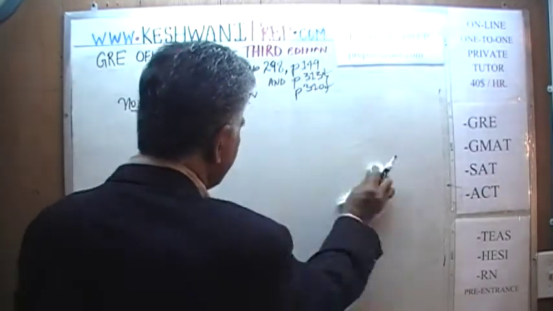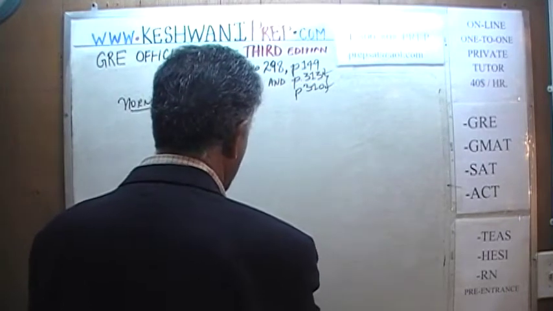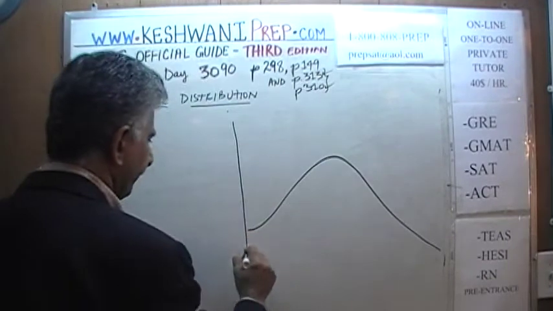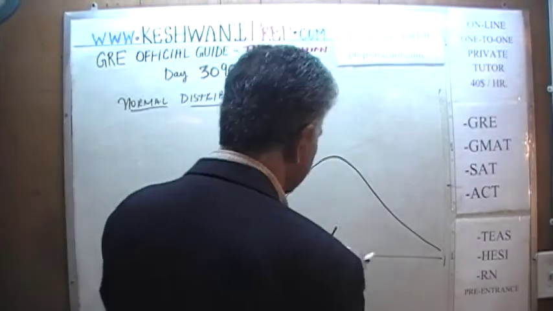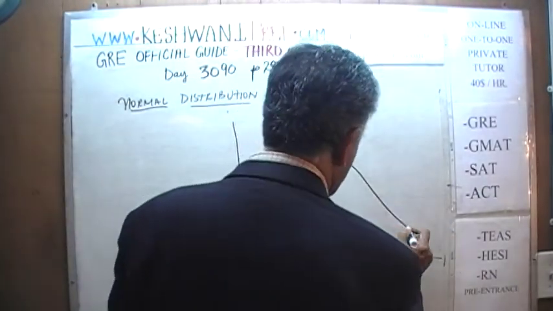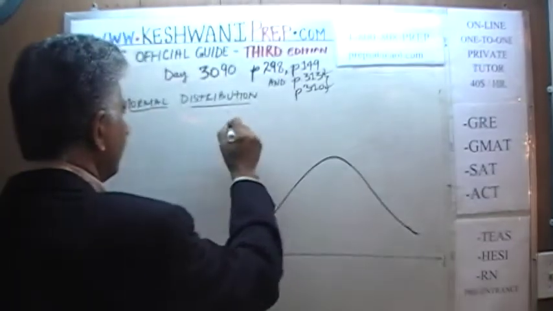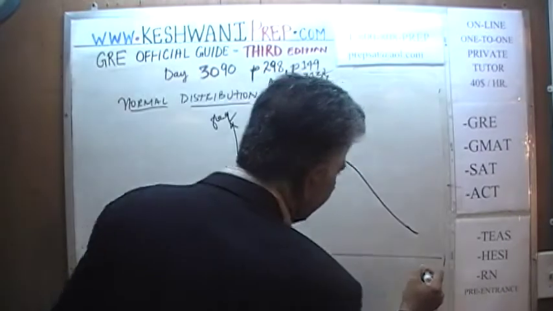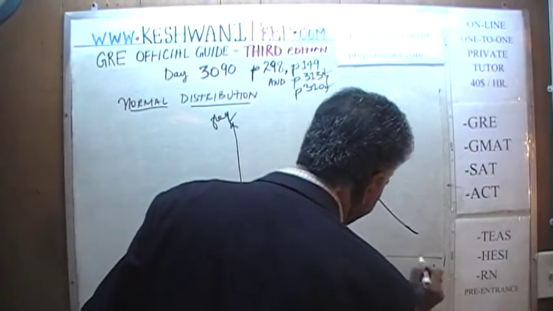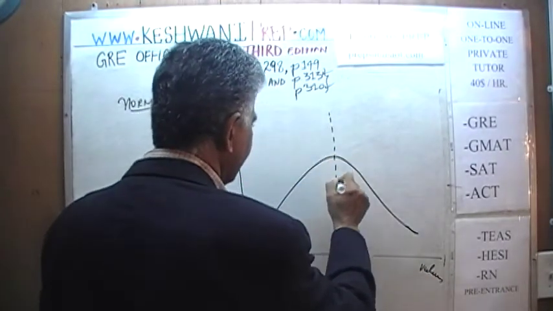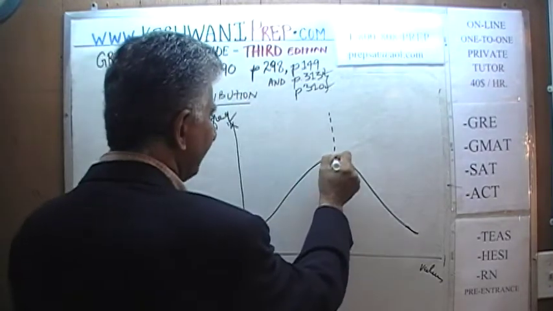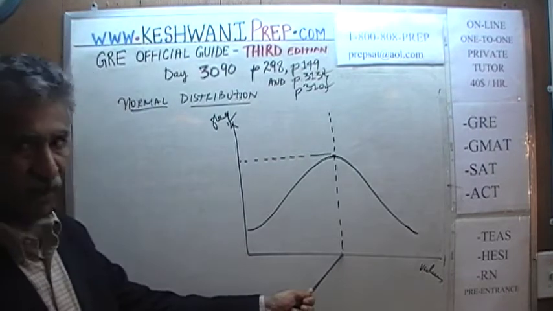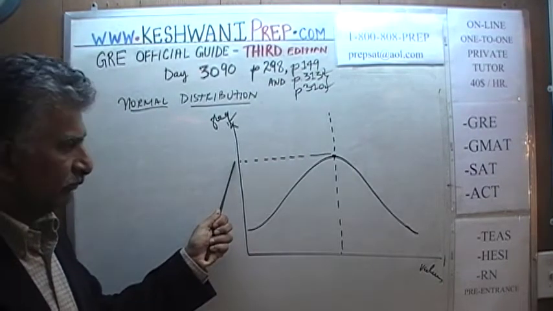It has to be symmetric. It has to look nice. Voila. There we go. This is the frequency. Remember, even though they do not show you, the frequency goes on the y-axis. And here are your values. Since these are the frequencies, this is the value that happens most often. It tells you that this value, whatever it happens to be, happened most often.